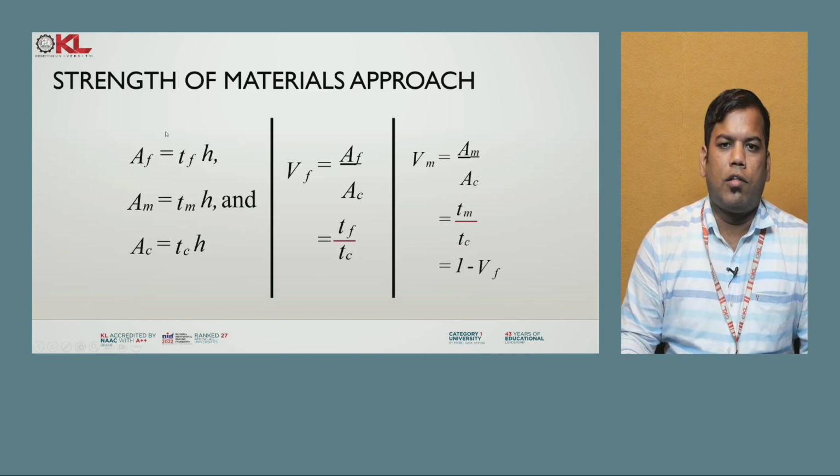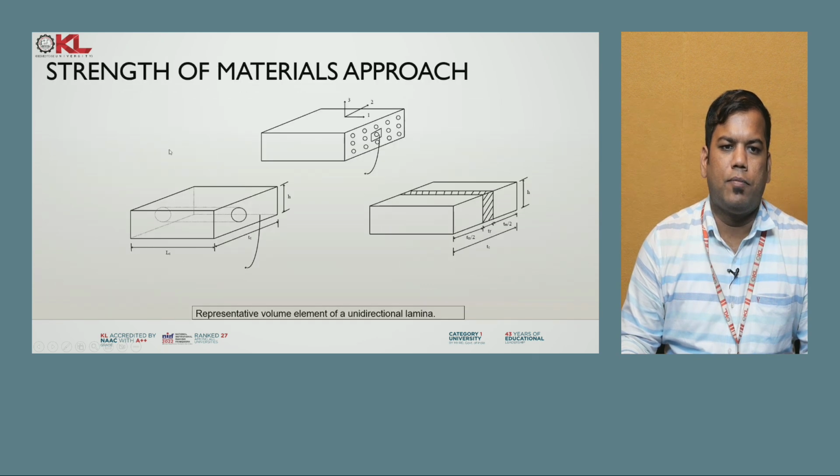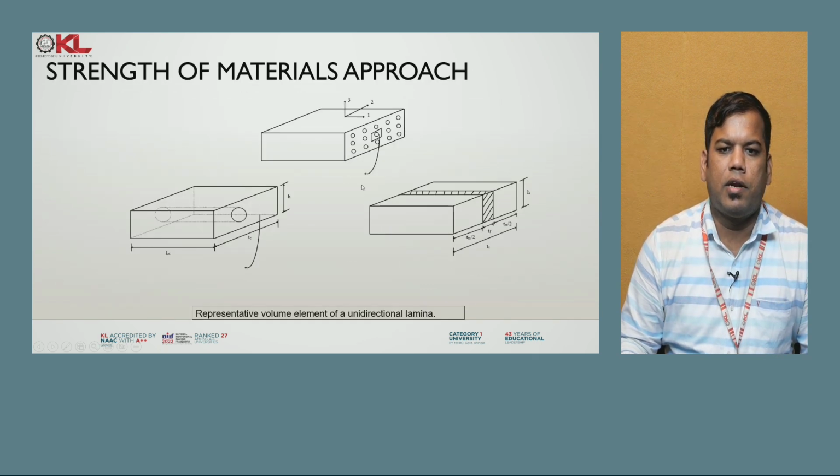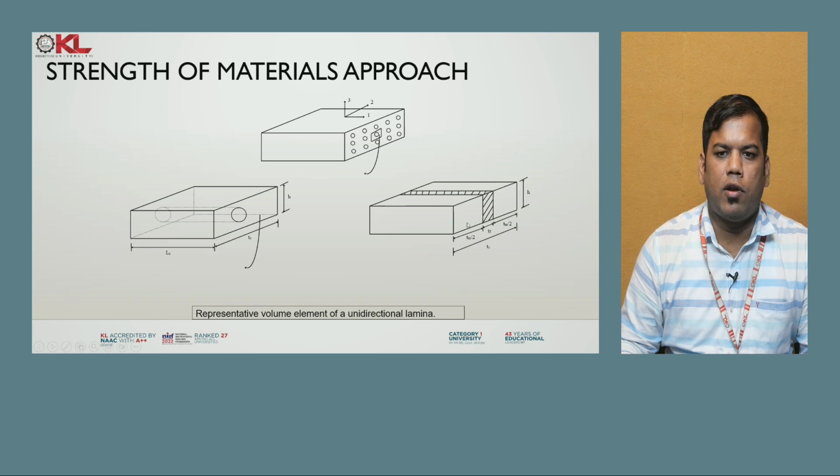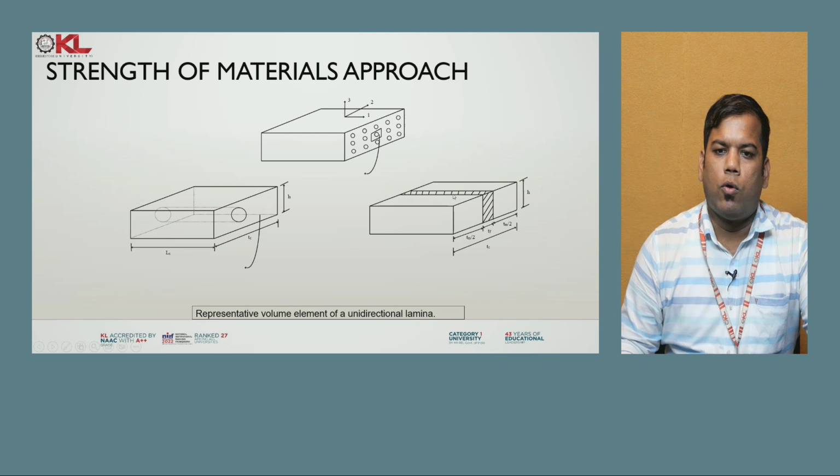So according to this strength of materials approach, let's see, this is a composite. There is a fiber inside; there are multiple fibers in a particular composite. So let's take one single fiber of thickness Tf as shown in the figure. Now the total thickness of the composite is Tc. The matrix on each side will be Tm by 2, because both sides are there. Let's take this matrix.